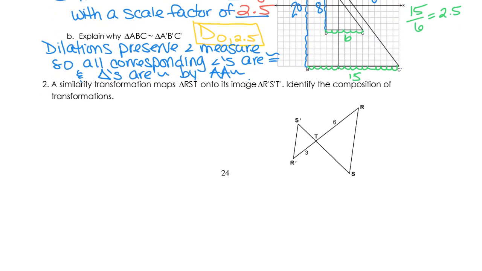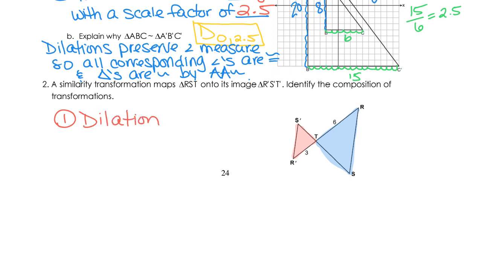So in number 2, we have a similarity transformation that maps triangle RST onto its image, triangle R prime, S prime, T prime, and they want you to identify the composition of transformations. So we are looking at this triangle here being our original, and we want to know what can we do with it to get it onto this triangle. And so the first thing you might see is that it's different sizes. And so the first thing you might mention is a dilation.